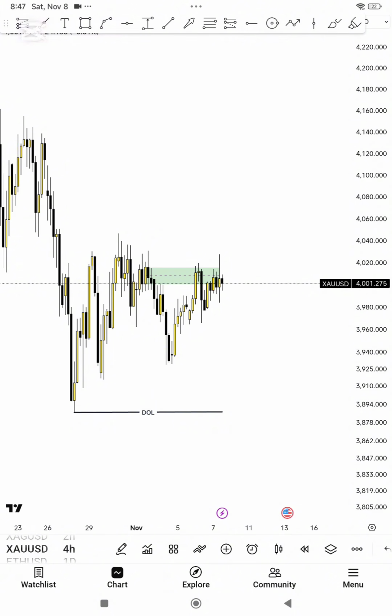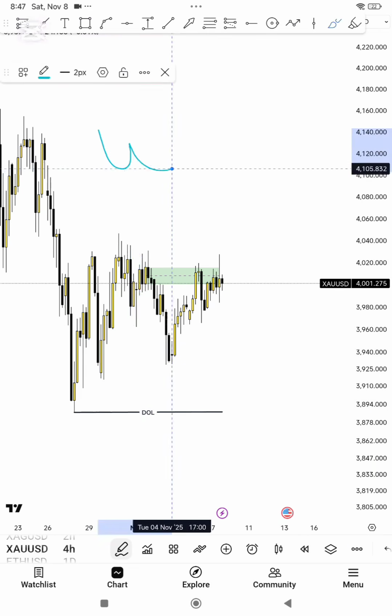Now today we are going one step further. Today we will study how a weekly candle forms.